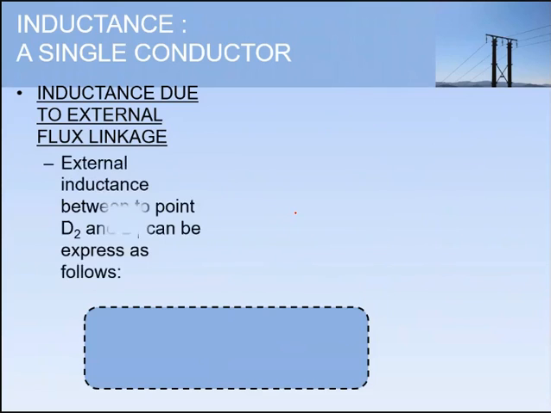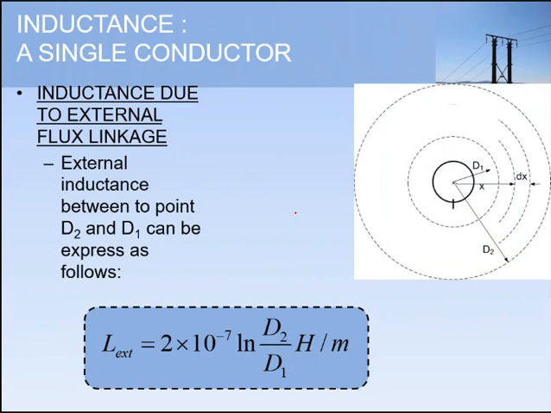Next is the external inductance between two points, D2 and D1. As I told you, D2 is the farthest point from the cable, while D1 is the nearest point from the cable, and the radius of the cable is R. For the external inductance there's also a derivation, so just go through pages 16 until 17, then you get the full derivation.